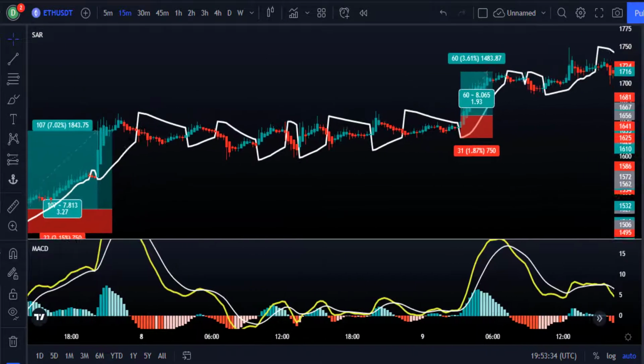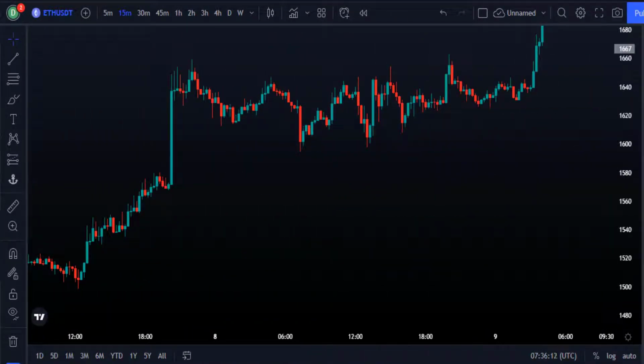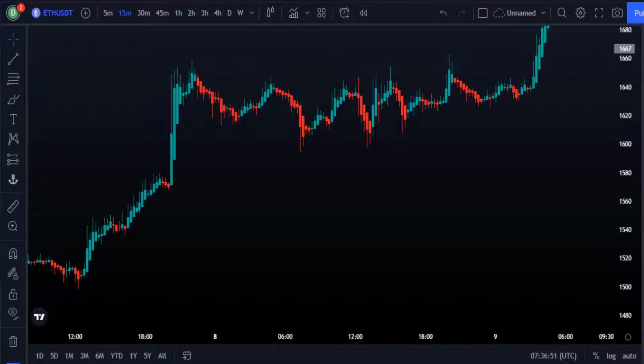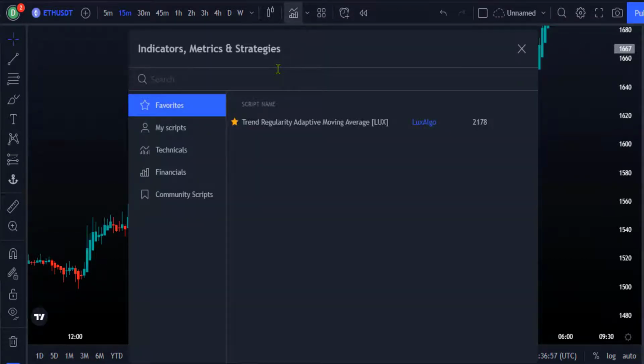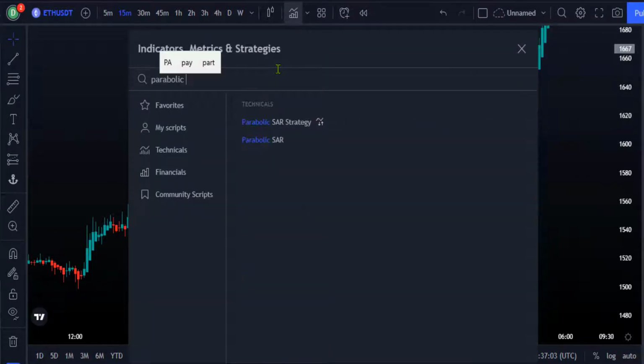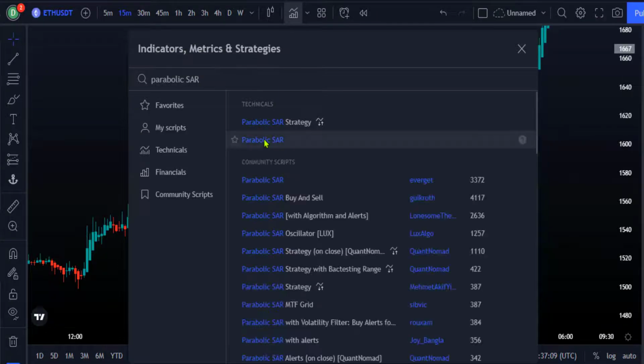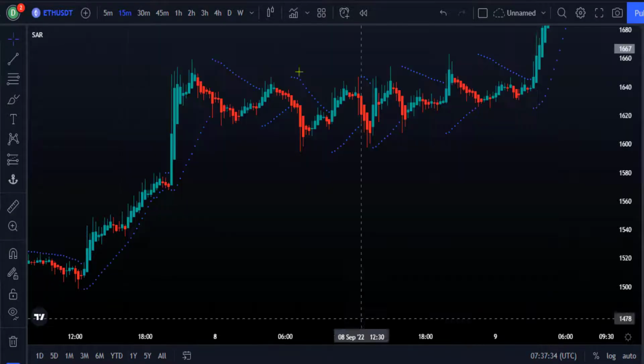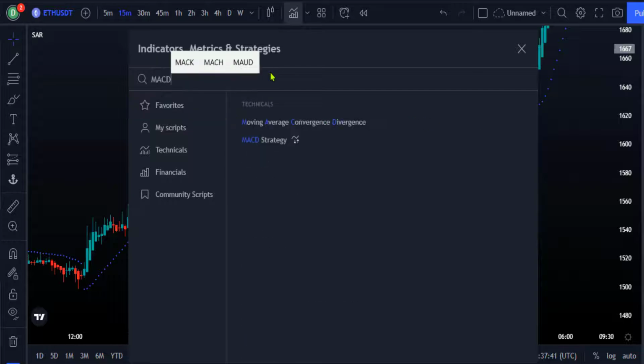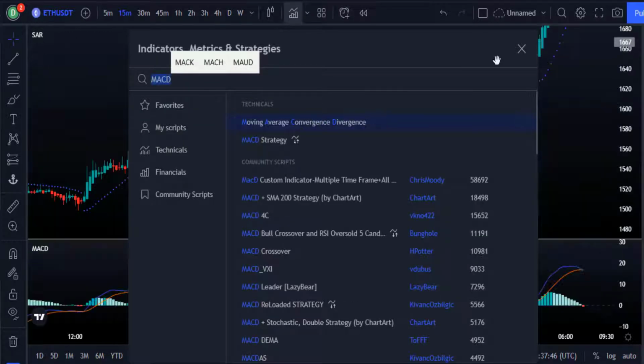Now let's get started. For this strategy, we are going to use Heikin Ashi and two indicators. Firstly, change the candle to Heikin Ashi. Click on this tab and select it. Now the first indicator is parabolic SAR, so click on this indicator's tab and type parabolic SAR. We are going to use this one. The second indicator is MACD, just type MACD. This one is the right one.